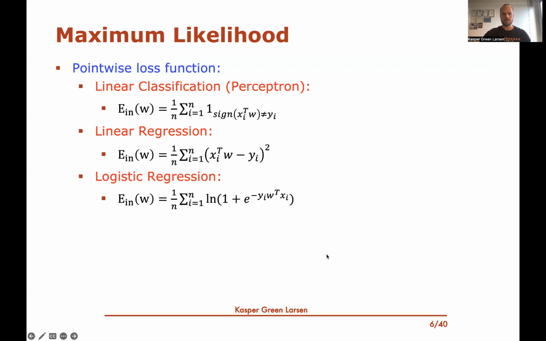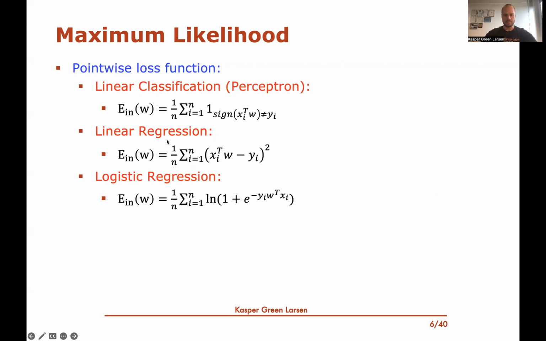So here they are, all the three different linear models and how we define the in-sample error. For linear classification, which was the case where we used the perceptron learning algorithm, the in-sample error is just the average over all training examples of this indicator saying whether the prediction, being the sign of the inner product, is different from the label. So this is just counting the number of mistakes, or measuring the fraction of mistakes that you make.